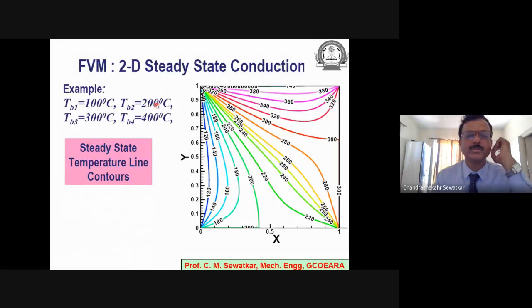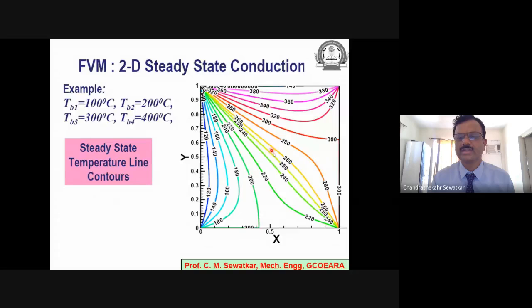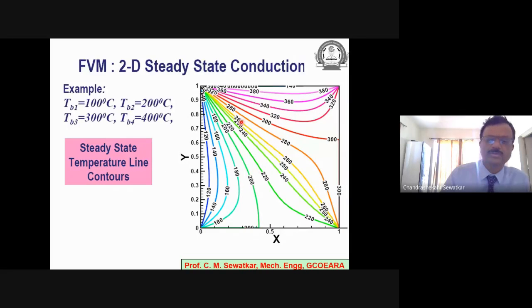So here TB1, TB2, TB3, TB4 are given, and this is how the solution looks. To check the correctness of the solution, look at whether the central temperature is the average of all four temperatures. You can see the 250 degrees Celsius line is passing through the center. The 200 degrees Celsius line is only hitting the boundary which is at 200 degrees Celsius. Even the 180 degrees Celsius line is going away from this 200 degrees Celsius line. These kinds of contours are called steady state temperature line contours. This is one way of representing your result.